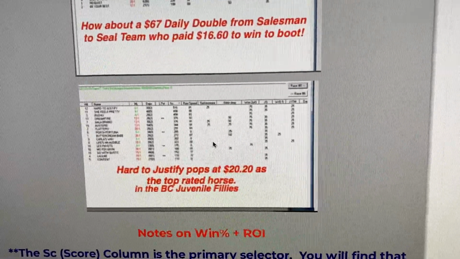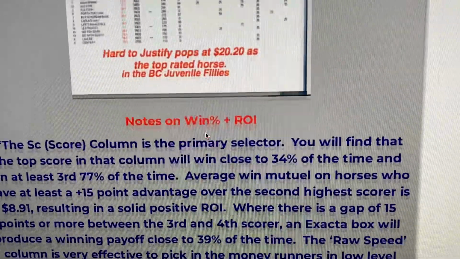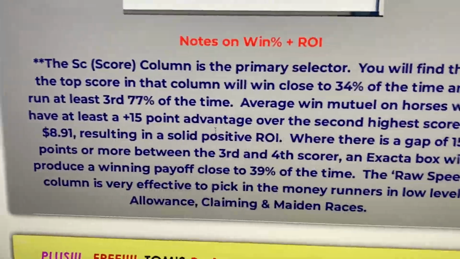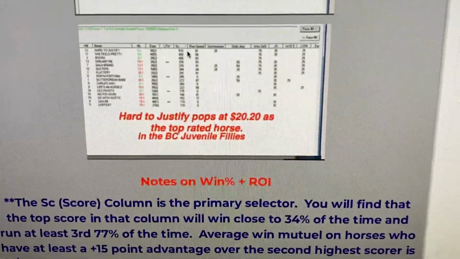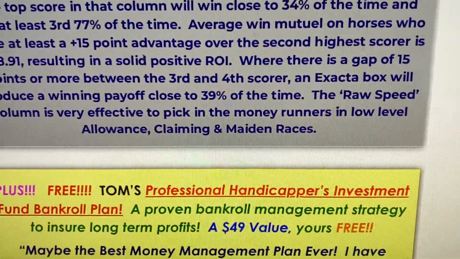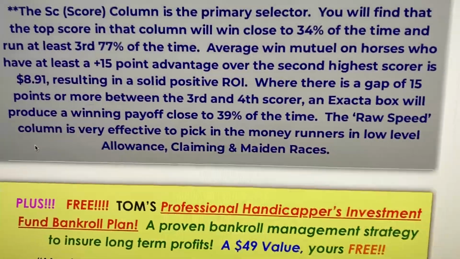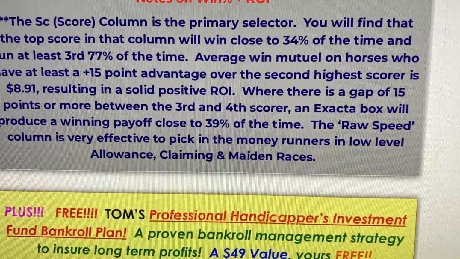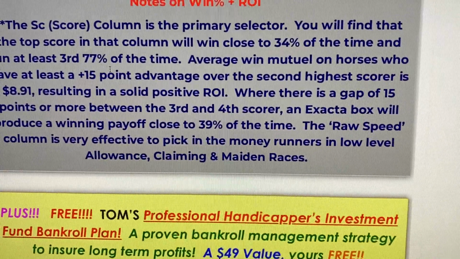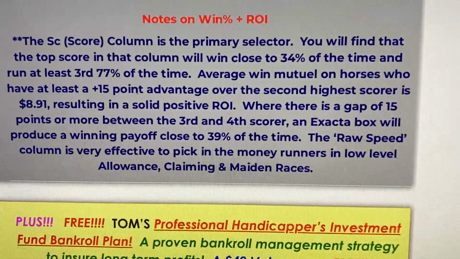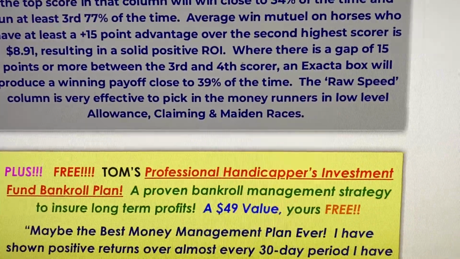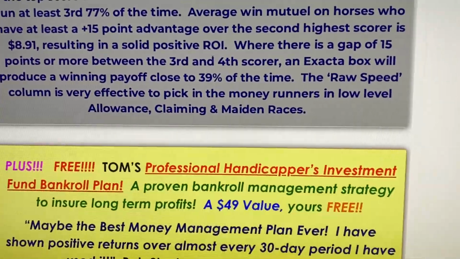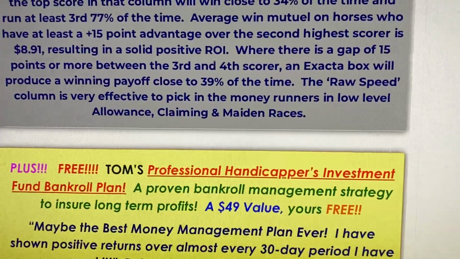Now, you're not going to get all $20 and $16 payoffs, but interestingly, the average payoff, and again we looked at several situations, is this: when a horse has a 15-point advantage in the score column at least, the win rate is around 34%. Average mutuel is around $8.91, almost $9, which does result in a really nice ROI. Some horses without a 15-point advantage are still worthwhile, but those are the horses that did best. Also, we tell you how it's best to play exacta, trifecta, etc., when there are point spreads between, say, the 3rd and 4th horse or the 4th and 5th horse, and we do that in the manual too.